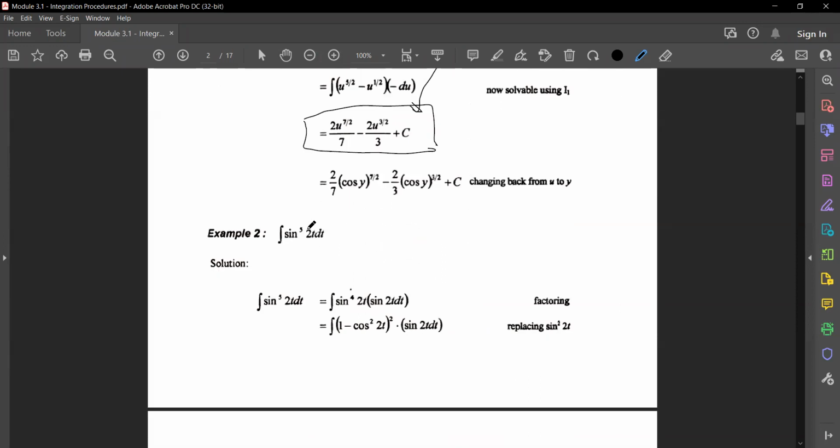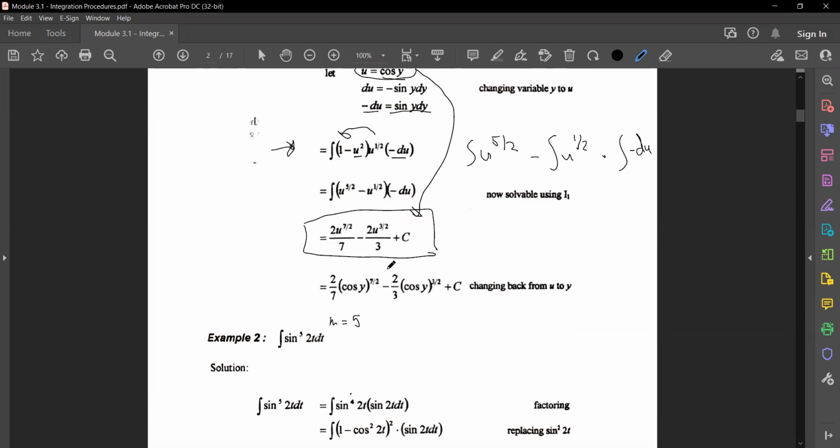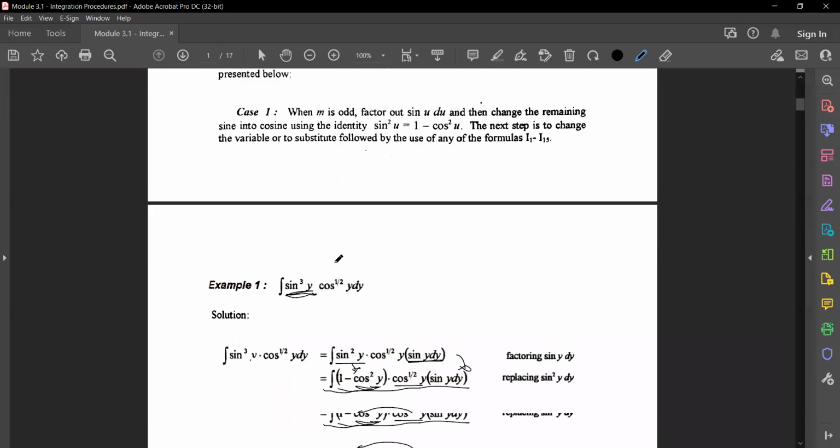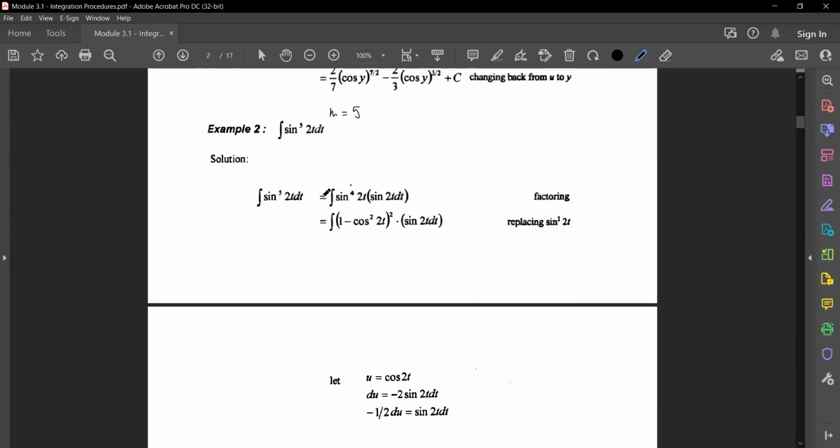Okay, so here we have another. Yung m natin is equals to 5, so add siya. So we have 3 forms, no? We have 3 forms for group 1. So we have ito, and ito. Yan. Yung sa first term lang, yung sine, ito lang yung m natin. Yan. Tignan natin sa second example. Okay. So we have integral of sine raised to 5 of 2t dt.